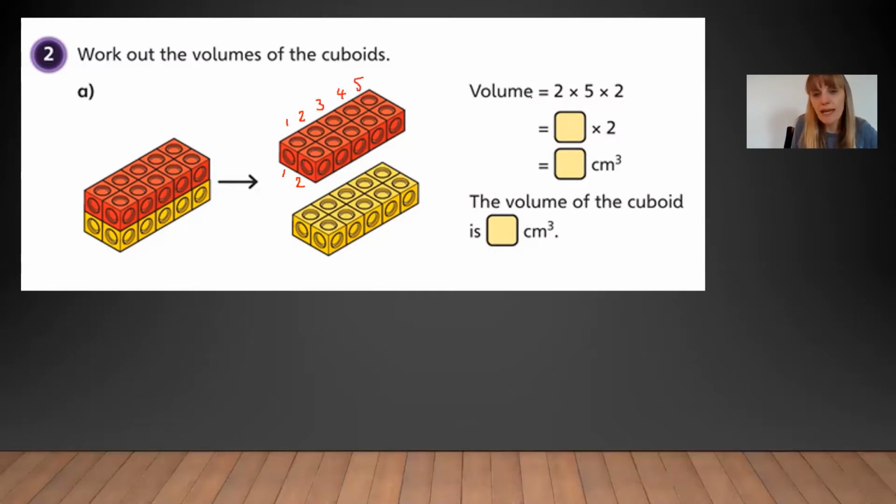So to work out the top layer, you can see here, it's done 2 times 5. And then I put my answer in here. So that is 10 centimetres cubed for one layer of our cuboid. Now, because we've then got another layer, so this is like layer 1, we've got a second layer, which is exactly the same, it's identical. So we just need to multiply that 10 by 2, because we've done the first part already, we don't need to repeat it. So that gives us a final volume of 20 centimetres cubed. The whole cuboid has a final volume of 20 cubic centimetres.